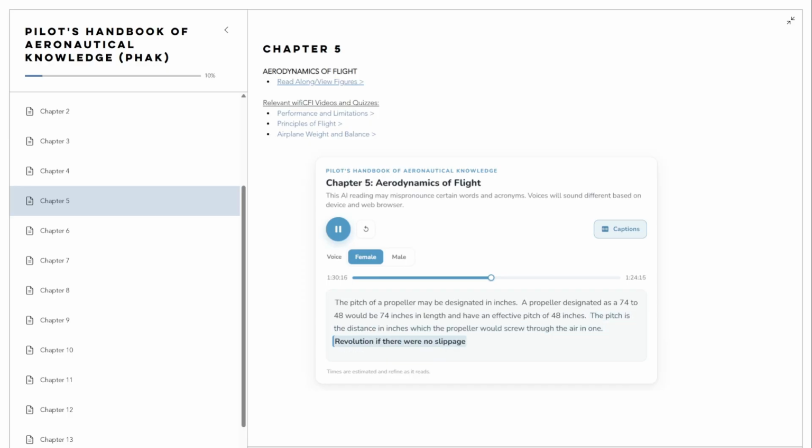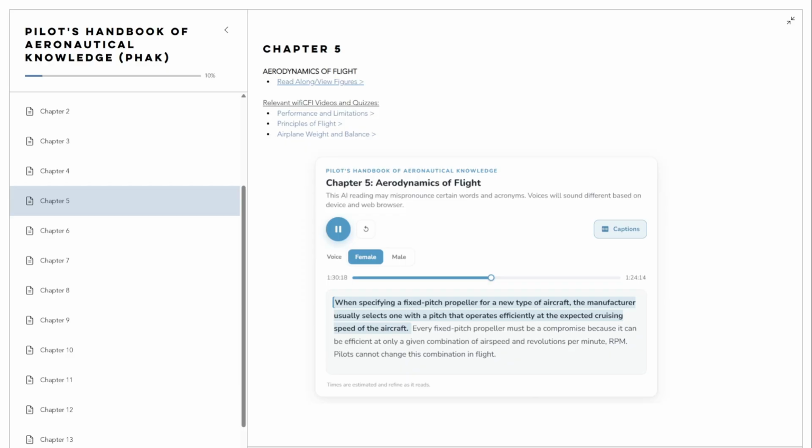When specifying a fixed pitch propeller for a new type of aircraft, the manufacturer usually selects one with a pitch that operates efficiently at the expected cruising speed of the aircraft. Every fixed pitch propeller must be a compromise because it can be efficient at only a given combination of airspeed and revolutions per minute, RPM. Pilots cannot change this combination in flight.